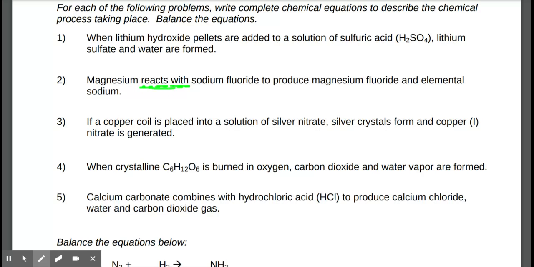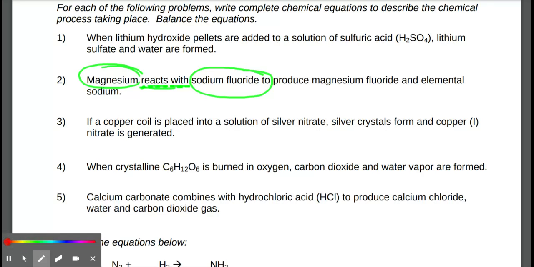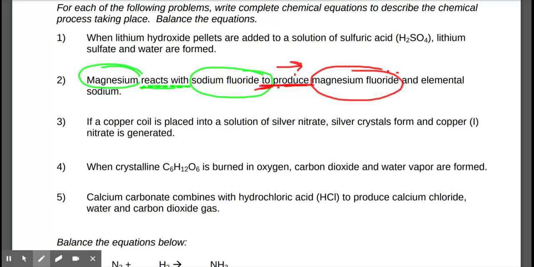So it's to say that this stuff right here, the magnesium, mixes with this stuff, telling us those are our reactants. And then here, to produce, that's indicating our yield sign, but it's also indicating that anything after to produce, which would be this magnesium fluoride and sodium, are our products.